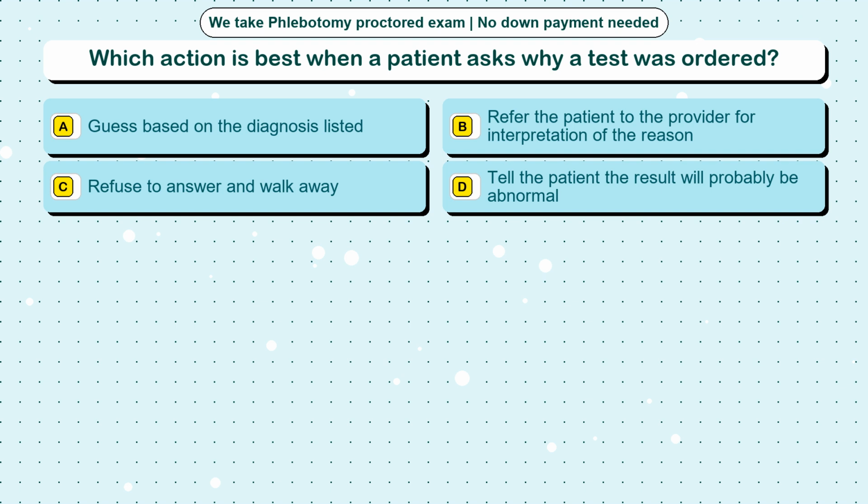Option A. Guess based on the diagnosis listed. Option B. Refer the patient to the provider for interpretation of the reason. Option C. Refuse to answer and walk away. Option D. Tell the patient the result will probably be abnormal.